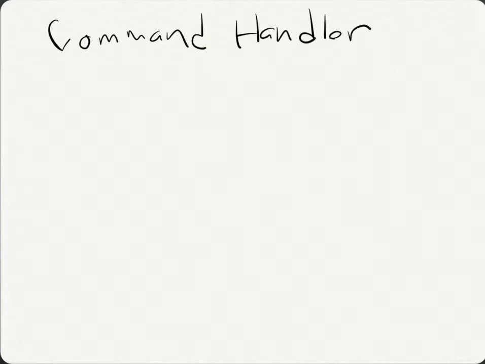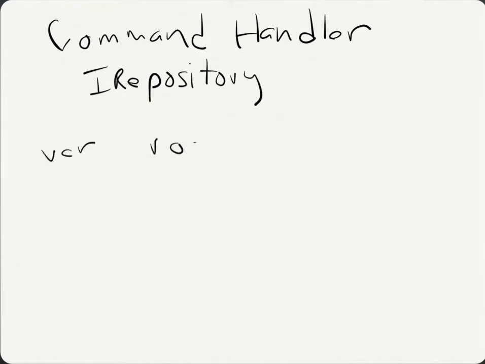In your command handler, there is a process by which you take in an 'i' repository, and the repository will load the aggregate root. Repository. And what you're going to do is you're going to say root equals, let's say this is the repository you're going to use, repository dot get.